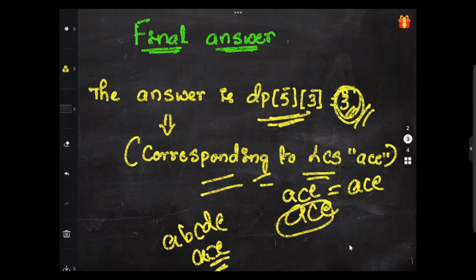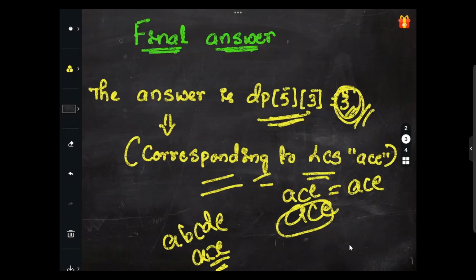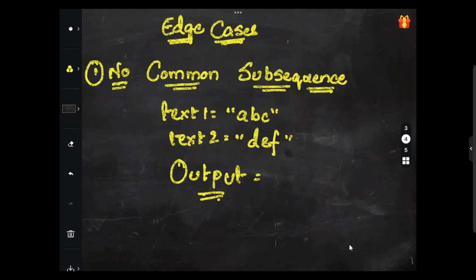So the output matches the output that they have given in the example, for example 1. So the approach works absolutely correct here. This is the approach that we'll be going with. I hope the approach is completely clear.